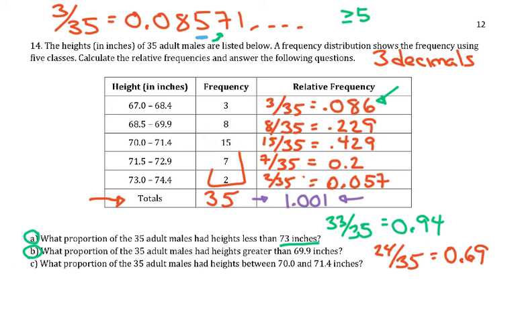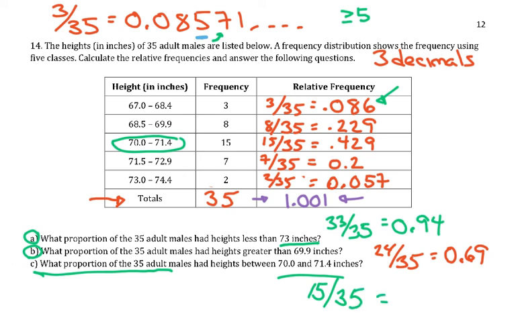And the last question says, what proportion of the 35 adult males had heights between 70 and 71.4, right here. So that's 15 out of 35. And what do we get? 0.43. Okay, so let's take a break now. We've done problems 1 through 14.